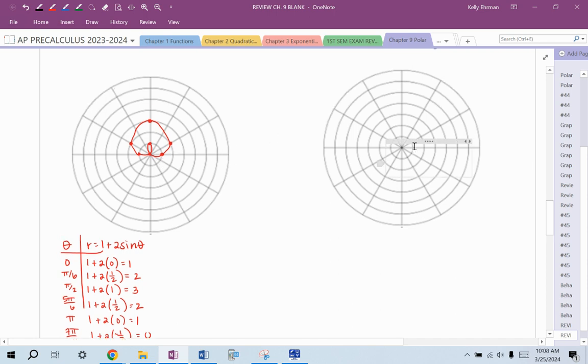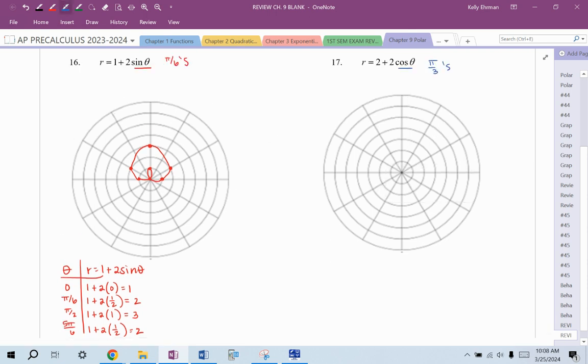So, okay. All right, and then this one, same idea. We're going to plug into a table into 2 plus 2 cosine theta. Always start with 0. 2 plus 2 times 1 is 4. So face 0, go 1, 2, 3, 4 forward. And then we're plugging in the pi over 3s because it's a cosine function. And cosine is 1/2 at pi over 3. So this is 2 plus 1 is 3.